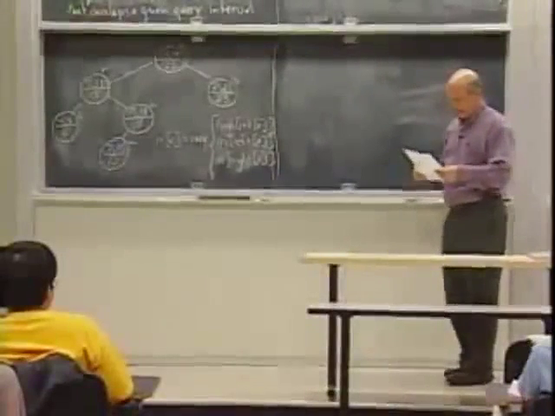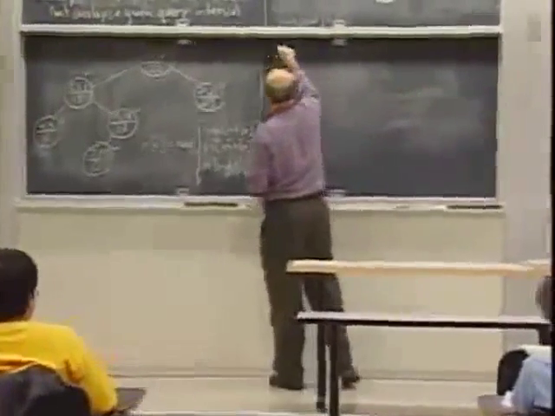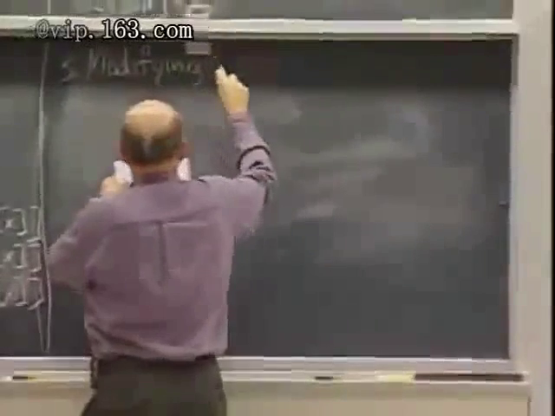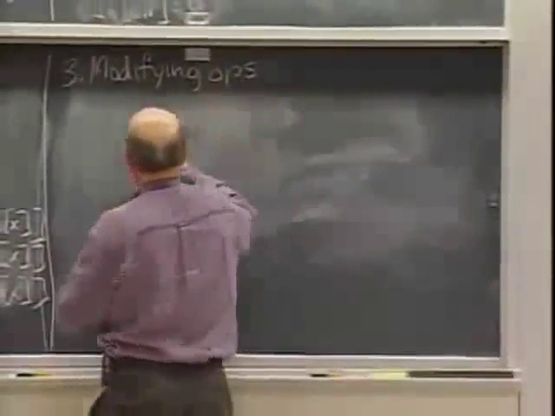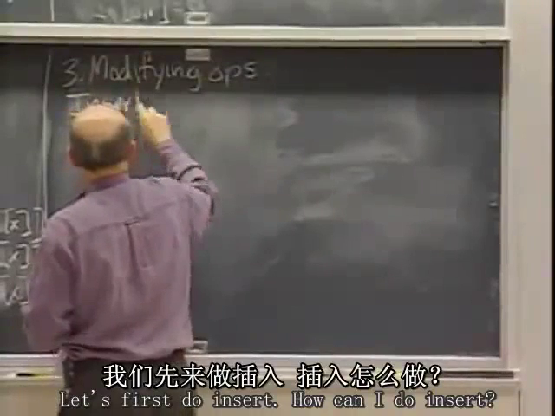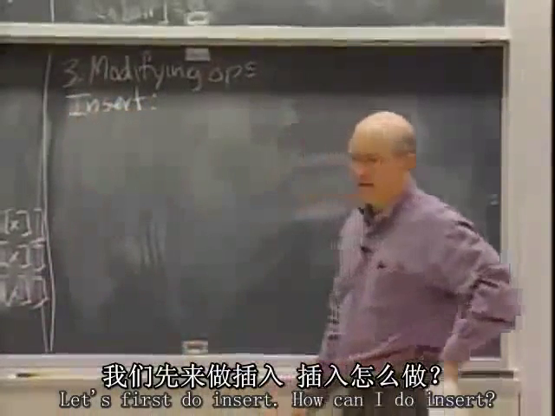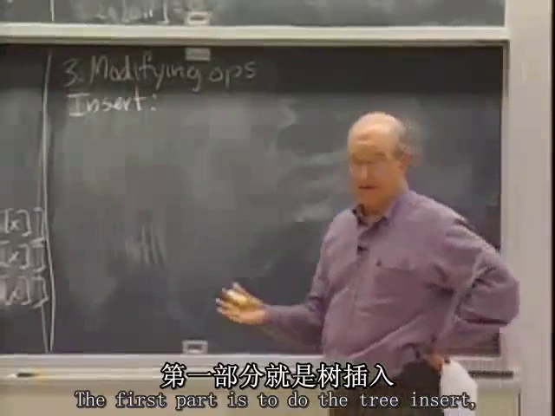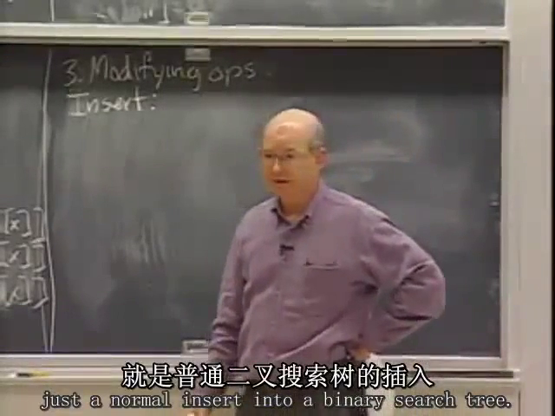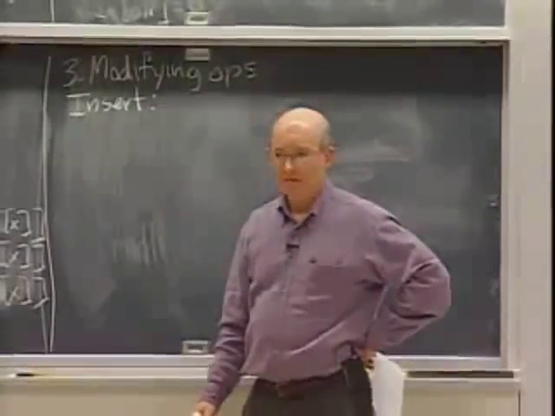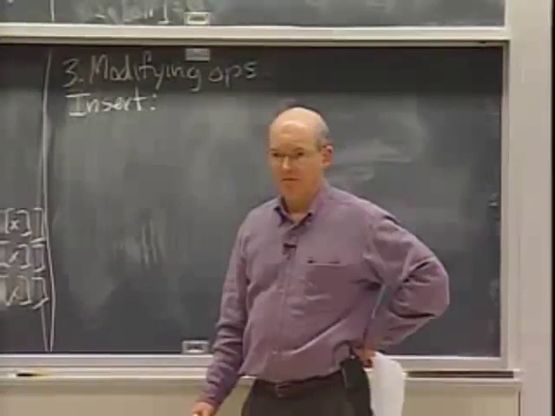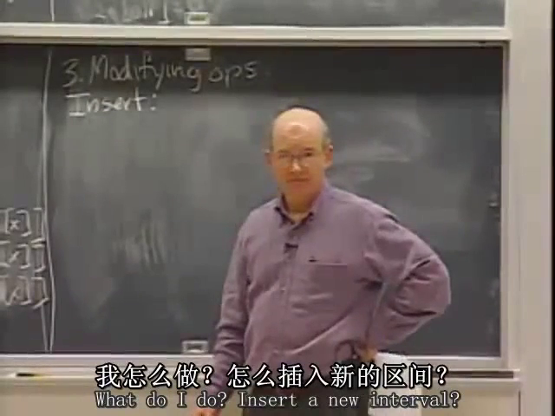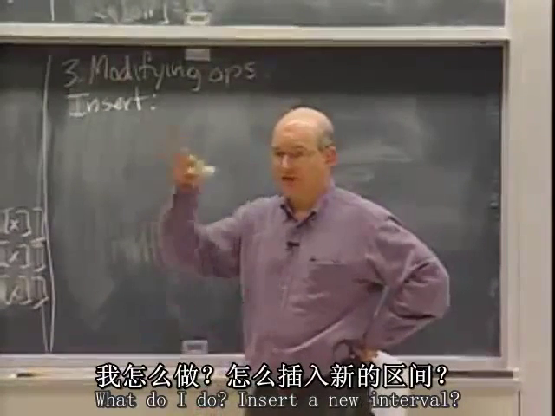Okay. So the modifying operations. Let's first do insert. How can I do insert? There are two parts. The first part is to do the tree insert, just the normal insert into a binary search tree. What do I do? I'm going to insert a new interval.